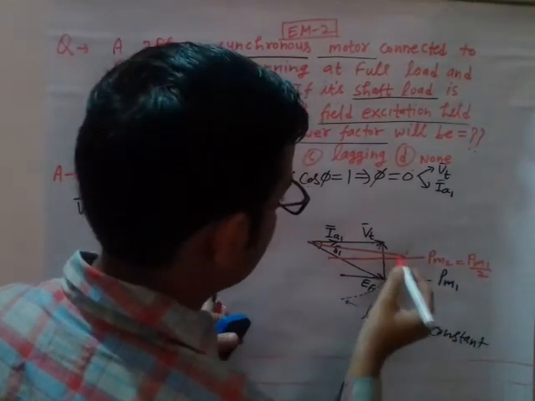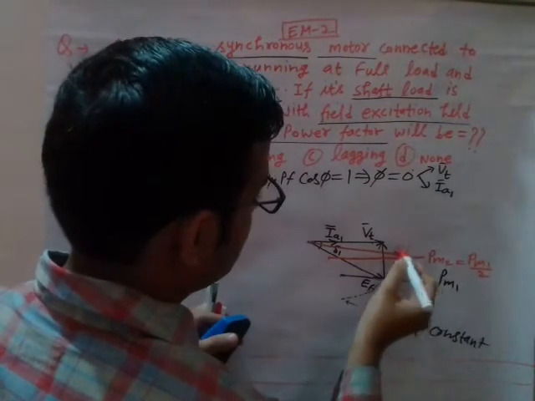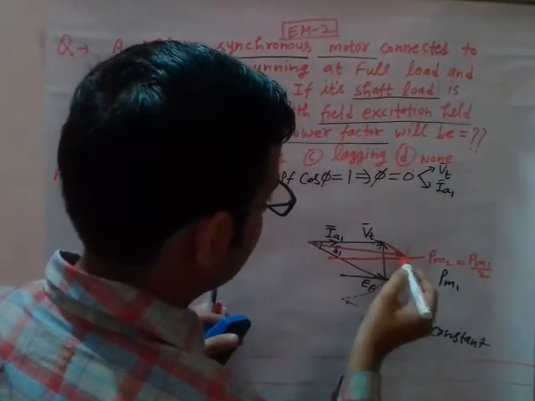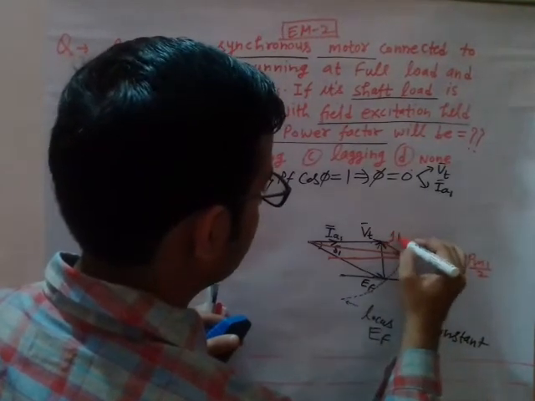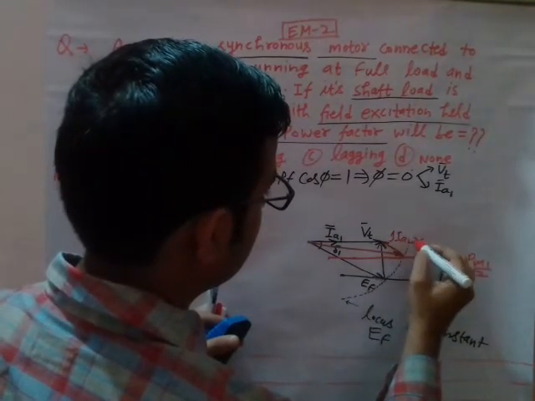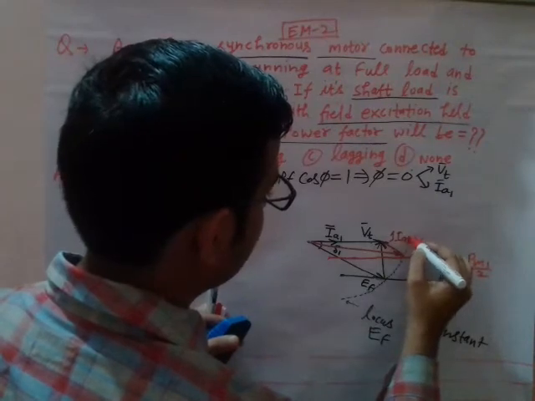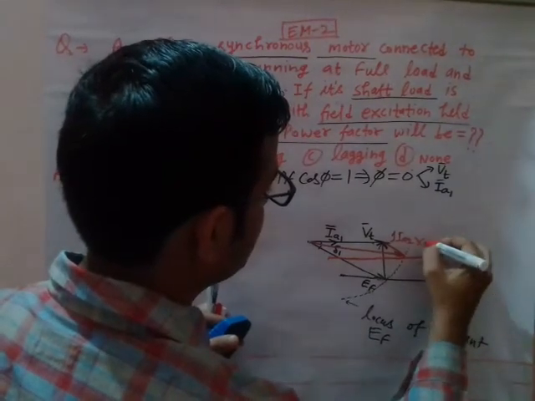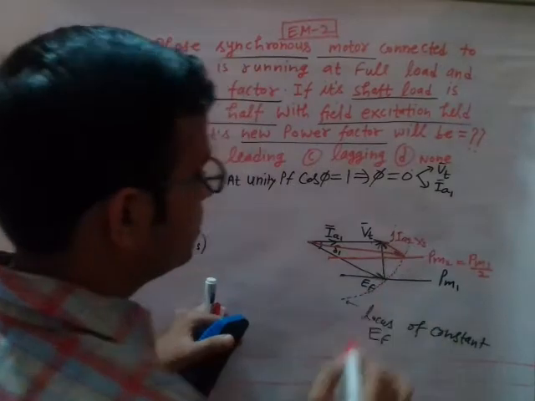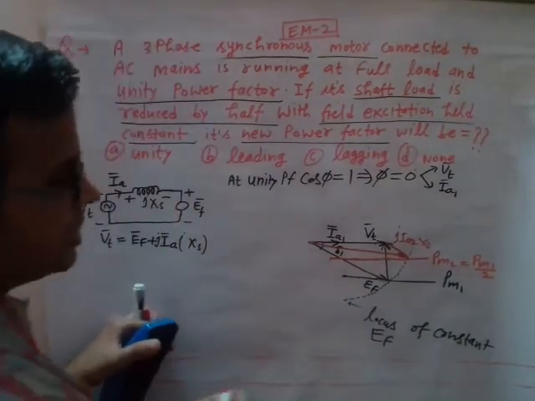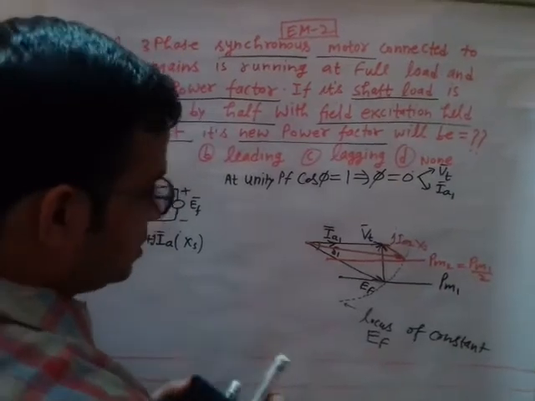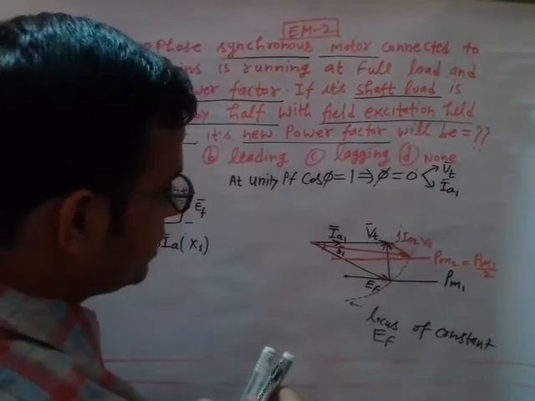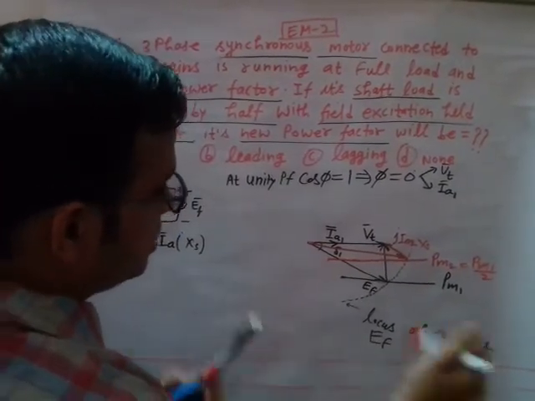So this is the new excitation EMF, right? And this is j times IA2 XS, this is j times IA2 into XS. IA2 is the armature current for the new mechanical load PM2. So now as you are watching here, the j times IA2 XS phasor is coming like this, right?